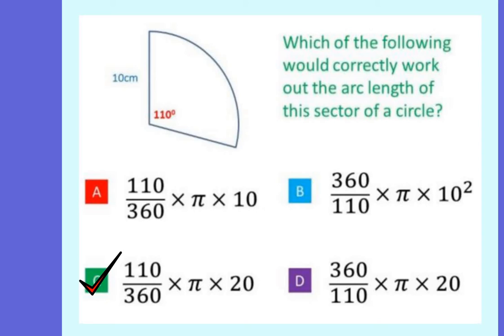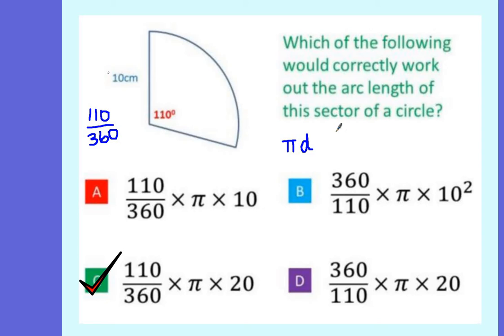For question number 4, now we've got a sector, so we've got a fraction of that circle. And the fraction of that circle that I have is 110 out of 360, because there's 360 degrees in that whole circle, and I've got 110 degrees of it. So therefore, if I want to work out the arc length, I know the circumference is given by pi d.